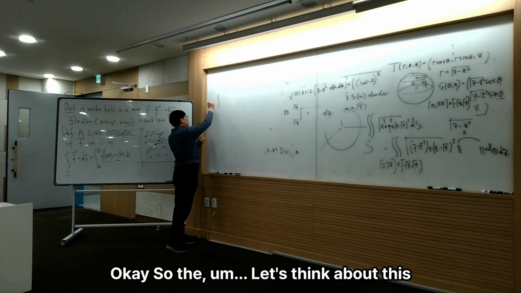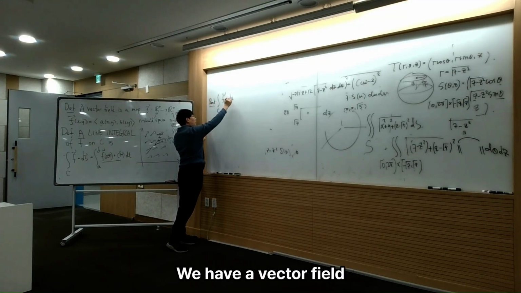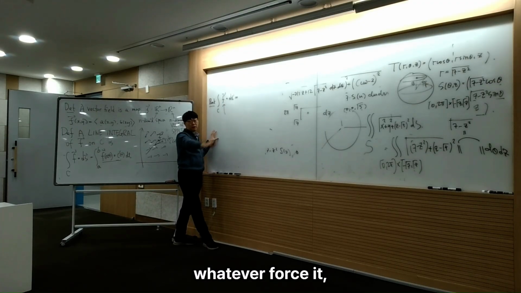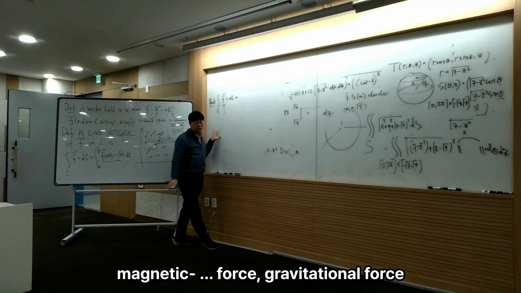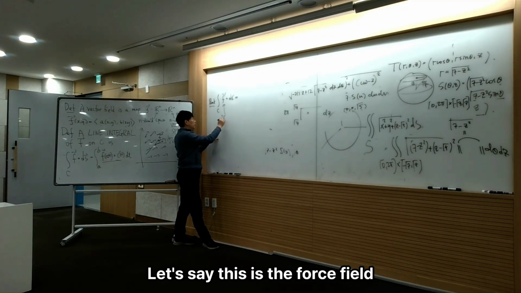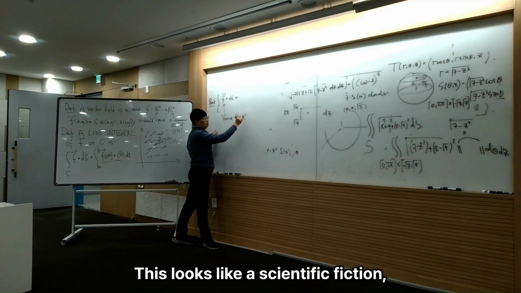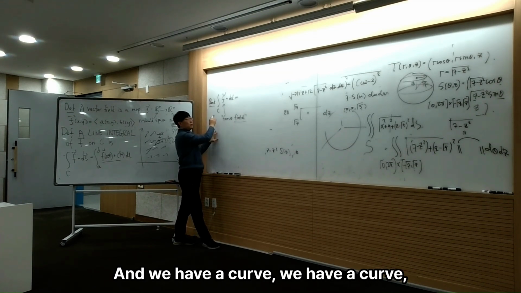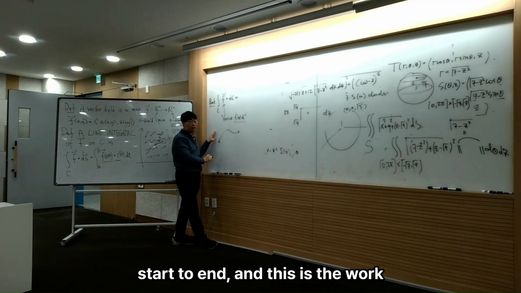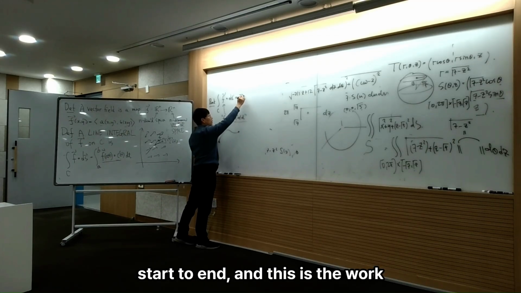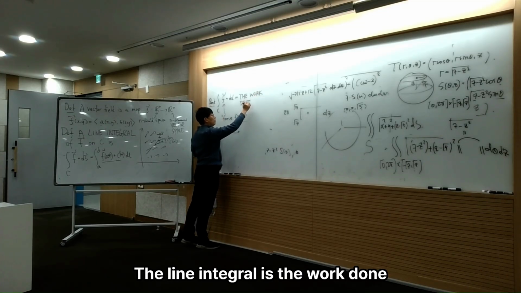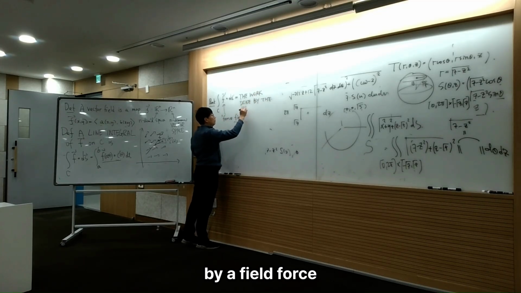Okay. So let's think about this. We have a vector field and we have a line integral. So let's say this is a force field, whatever the force is. It could be electric force, magnetic force, gravitational force. Let's say this is a force field. This looks like science fiction, but anyway, it's a field, a vector field. And we have a curve. We have a curve, start to end. And this is the work. The line integral is the work done by the field.